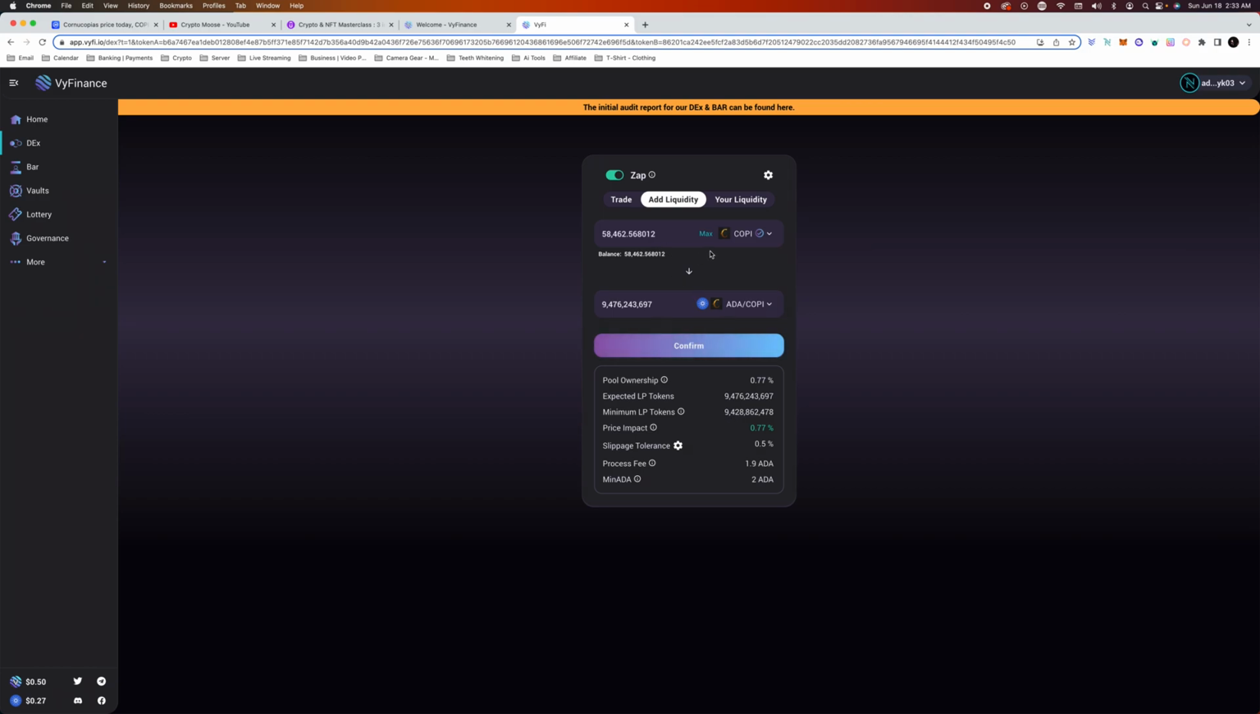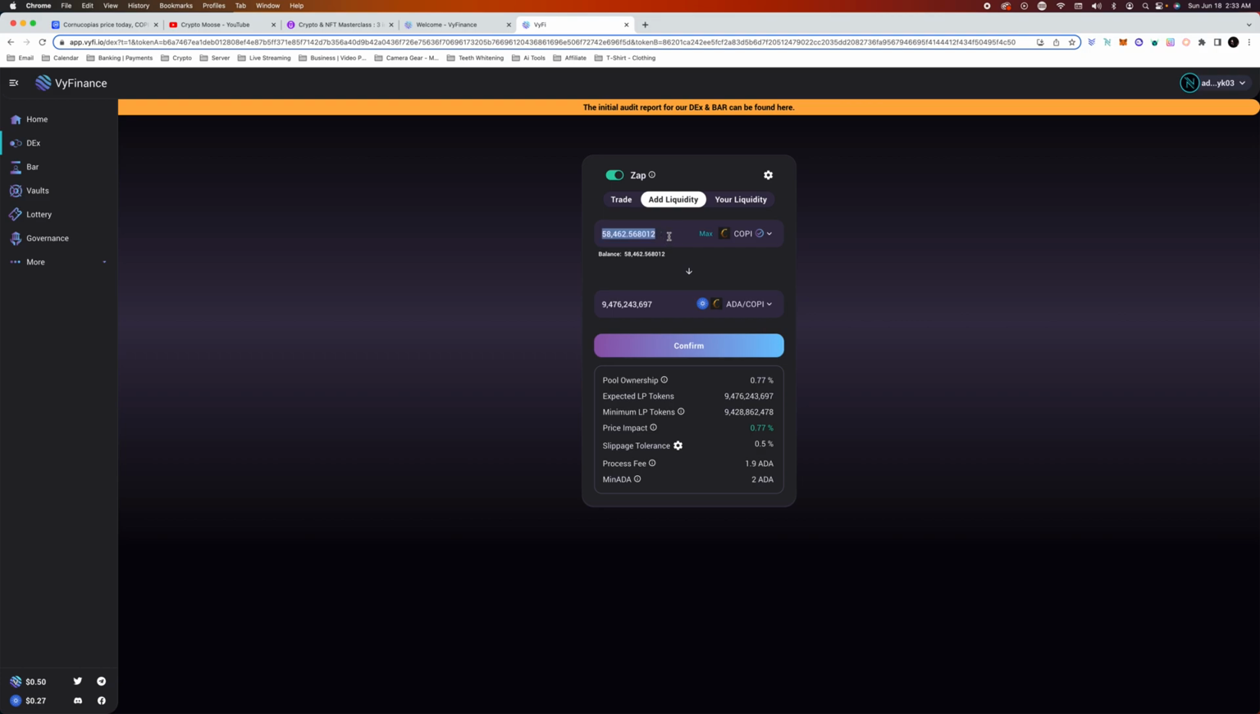Now by zapping, what it's going to do is take our COPI, swap, and get half of that value in ADA. So I wouldn't do max because I actually want to own a lot of COPI, because if it ever goes to a buck, I got 50 grand, right? That's kind of my thinking. These are things that I've been thinking about. Again, comment down below if you agree. Let me know if you enjoy this kind of real life experience. We're just having fun with this. Maybe I'm right, maybe I'm wrong.